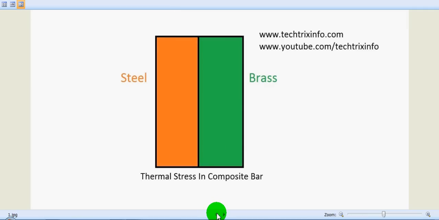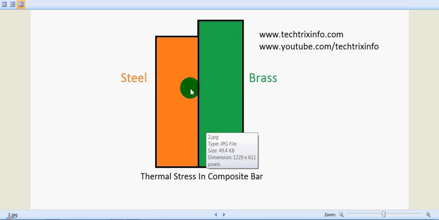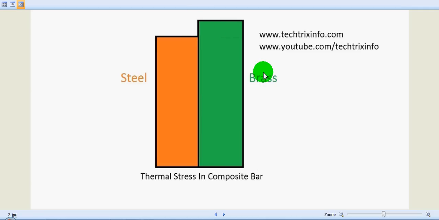As steel and brass have different coefficients of linear expansion, when they are heated separately, brass will expand more compared to the steel. You can see over here, if they are heated separately and are not composite in nature, the brass will have more expansion compared to that of steel. But here, both the steel and brass are in a composite state, so they are not free to expand relative to each other.